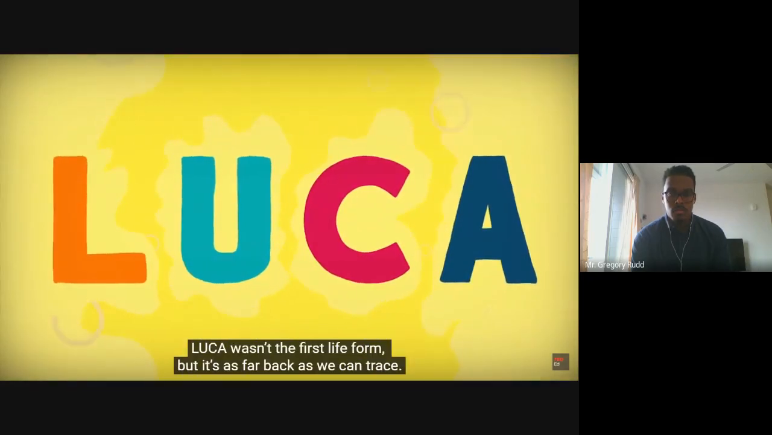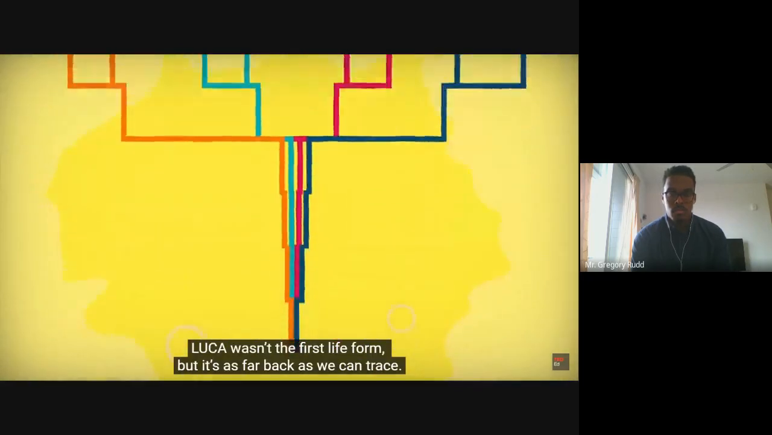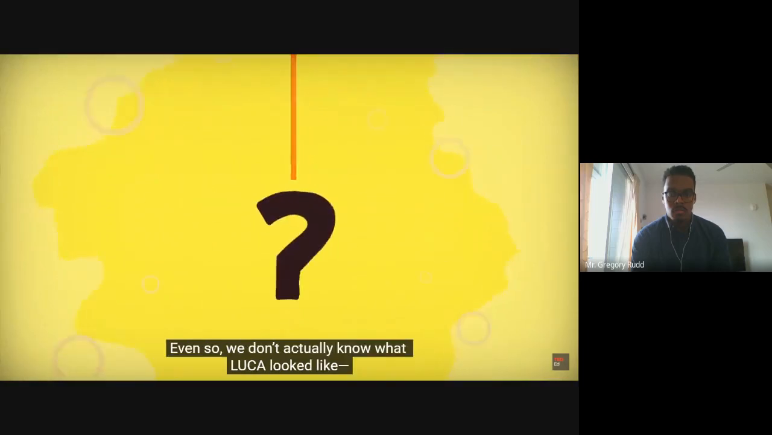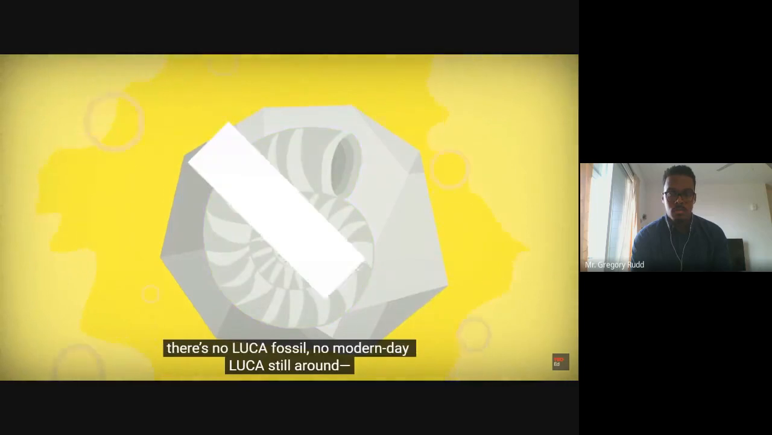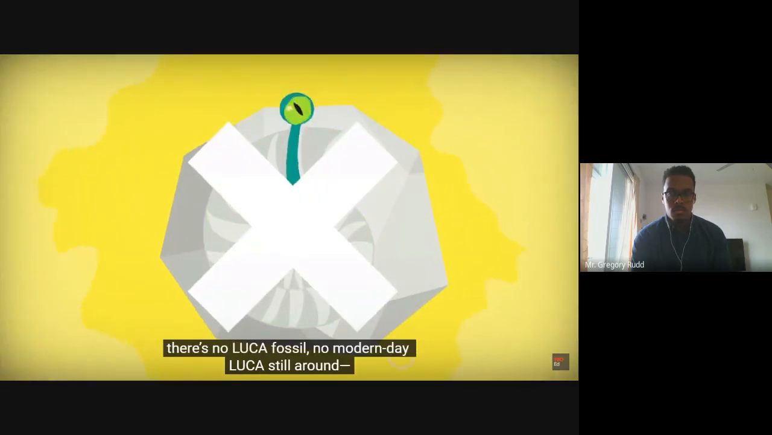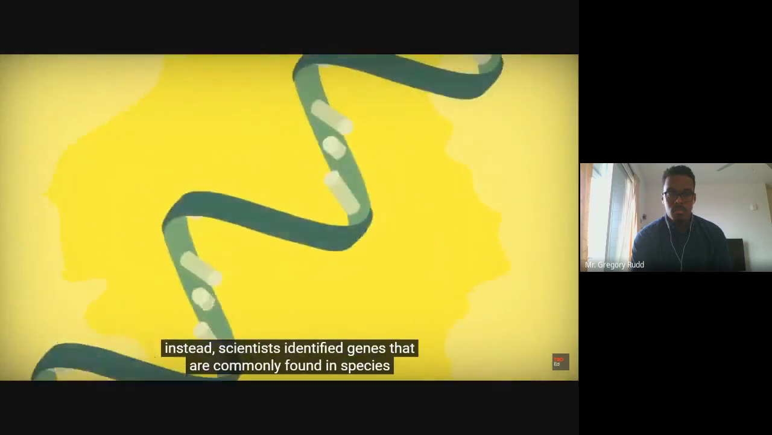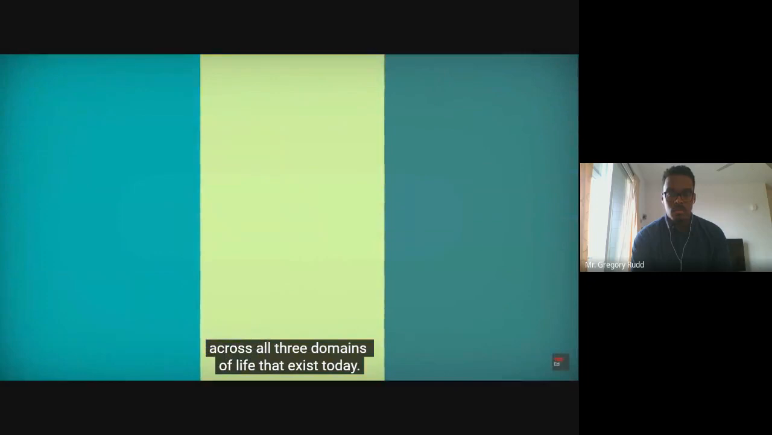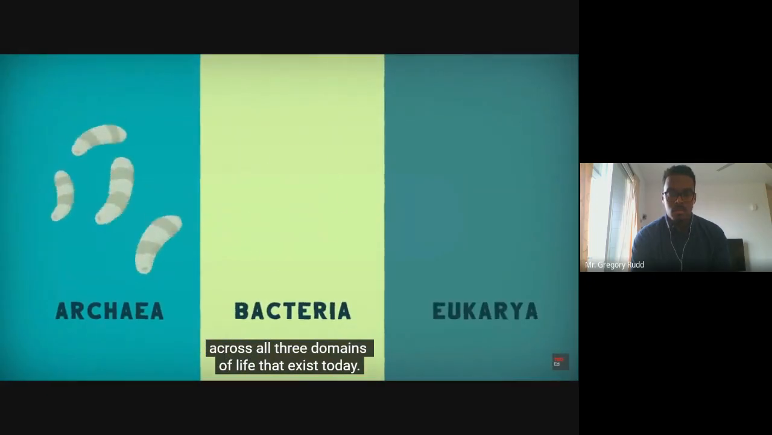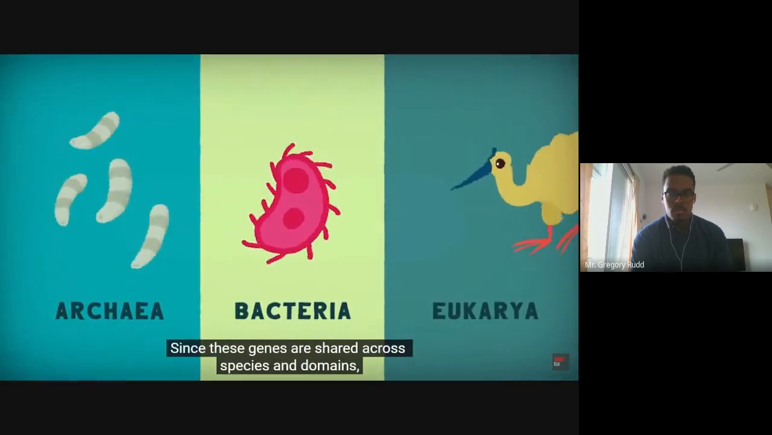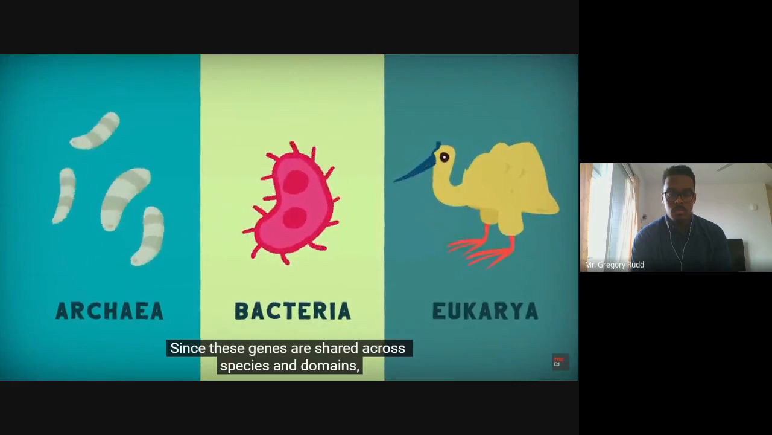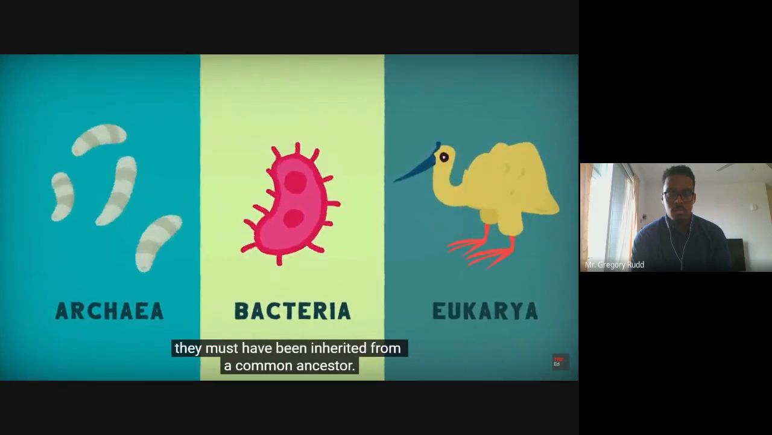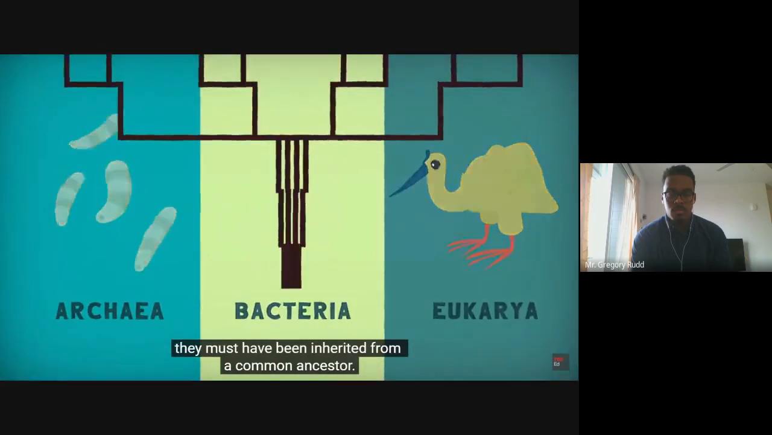LUCA wasn't the first life form, but it's as far back as we can trace. Even so, we don't actually know what LUCA looked like. There's no LUCA fossil, no modern-day LUCA still around. Instead, scientists identified genes that are commonly found in species across all three domains of life that exist today. Since these genes are shared across species and domains, they must have been inherited from a common ancestor.